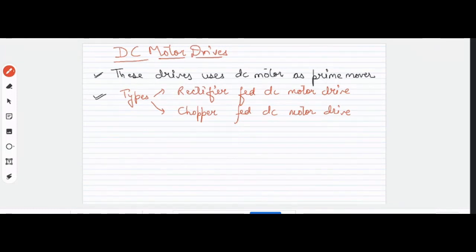Basically, you missed one thing, that the supply available to us is DC, right? Whereas the motor is DC, but to have controlled power flow, we will be using a DC converter in between the motor and the power source. That's why these drives, in which we use a chopper to feed the DC power supply to this motor, will be termed as chopper fed DC motor drive.